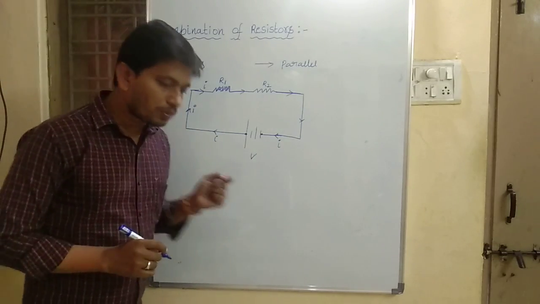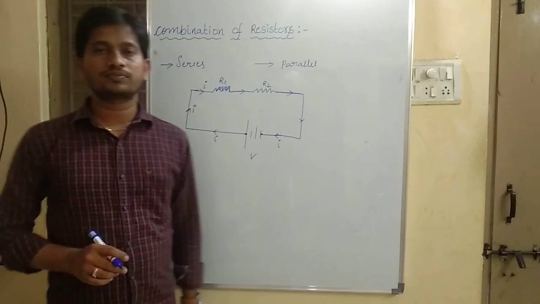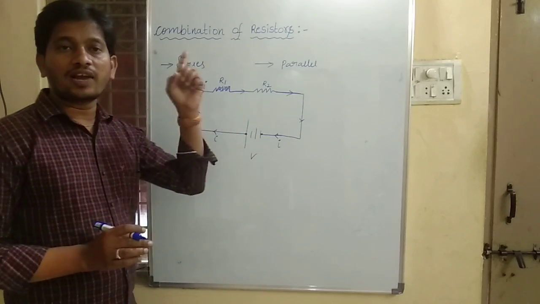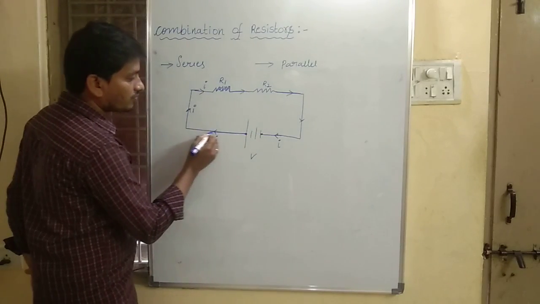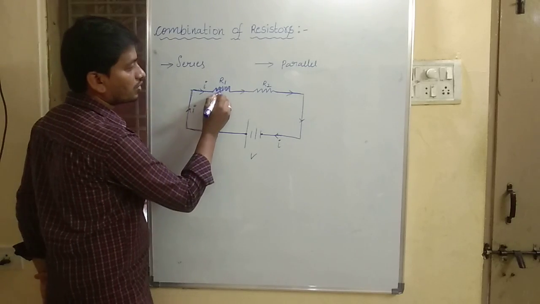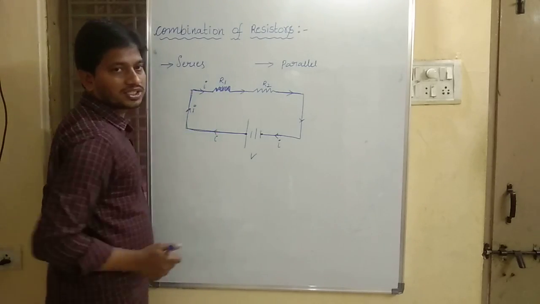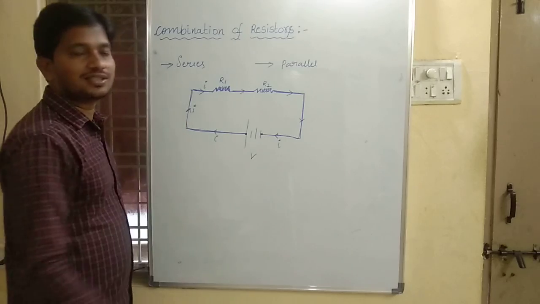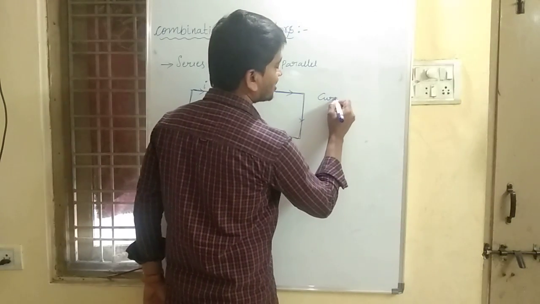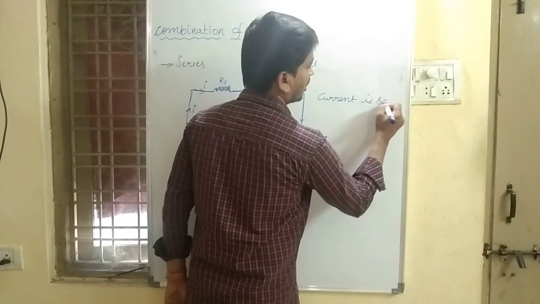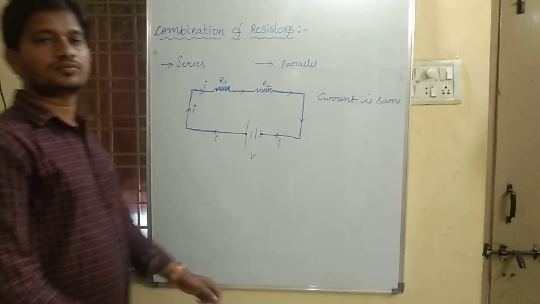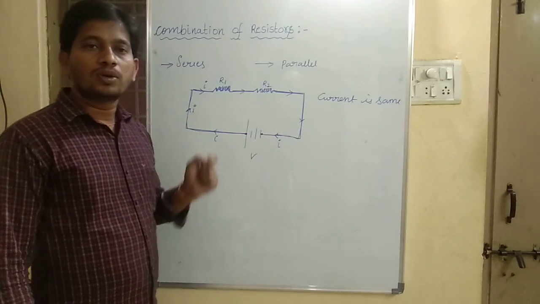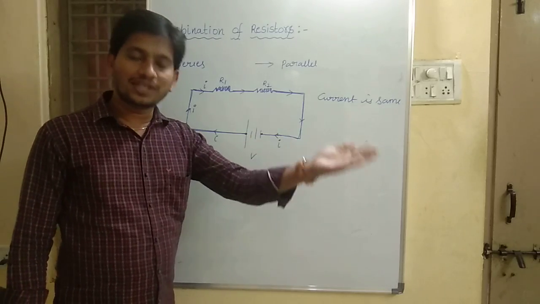One more important point is here. In series connection, current is the same always, because the same amount of current is flowing through the different resistors. This is resistor R1, and the same amount of current is also flowing through the second resistor. Important point: in series connection, current is the same.